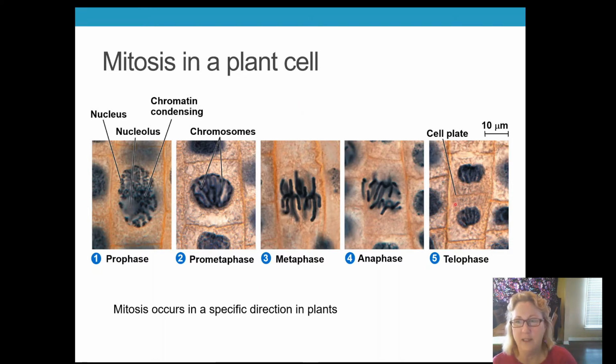These are examples of images from a plant root tip, one of the things that we're going to look at in lab. And we can see that we like looking at plants first because plant chromosomes are much larger and fluffier and easier to see than animal chromosomes in general. So it's nice to start with those because it's really easy to identify the stages of mitosis. So here we have prophase.